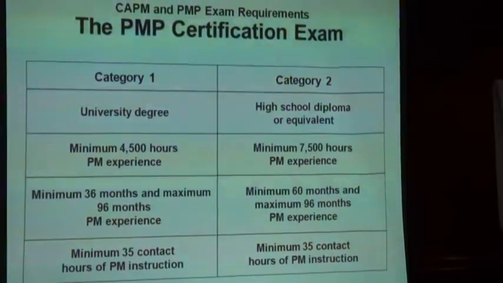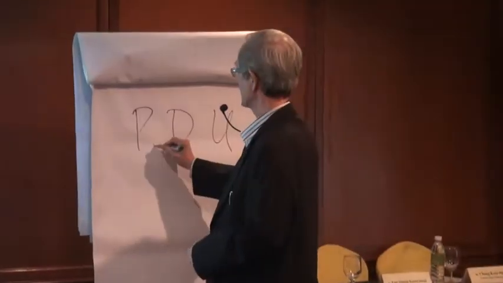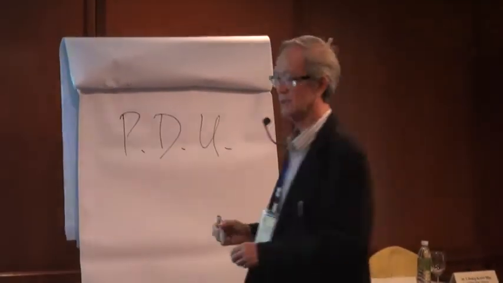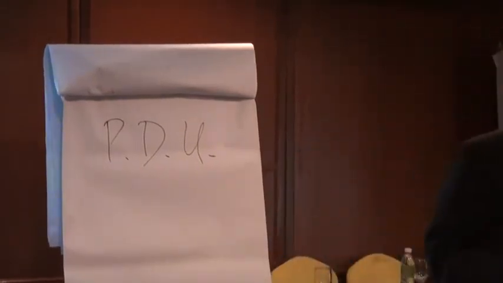Quite easily. How many hours? 35 contact hours of PM instruction. Usually when you go for training, they give you the contact hours, the professional development units. You need these points, some 35 hours. Then okay, you're qualified for that. PMP.